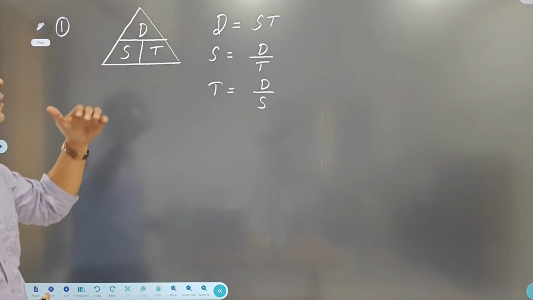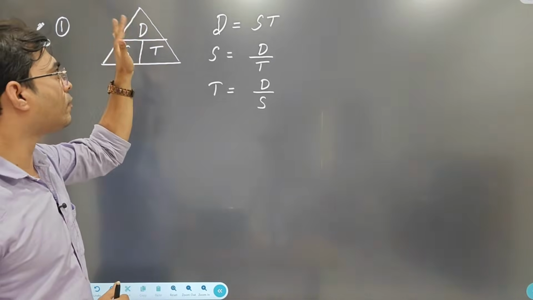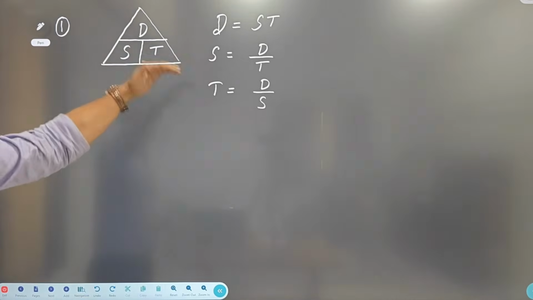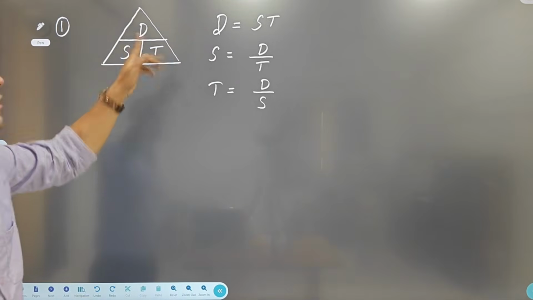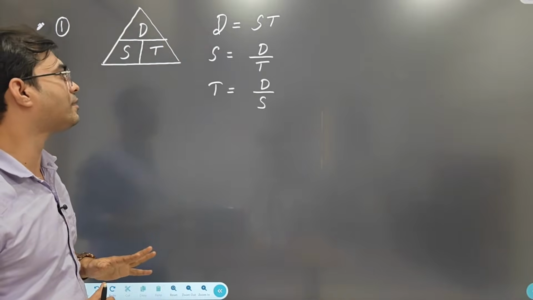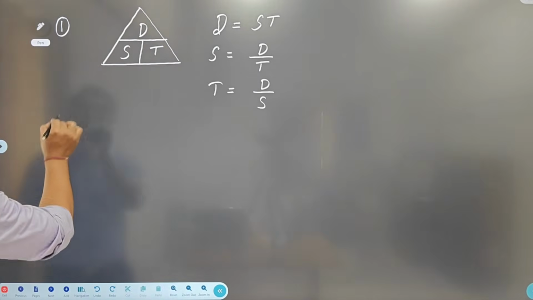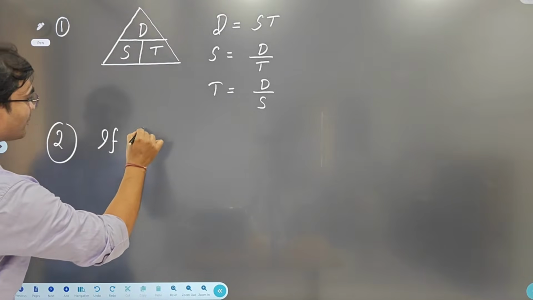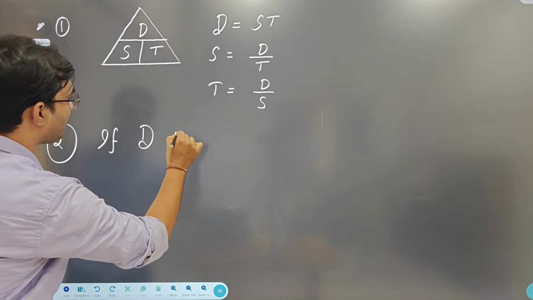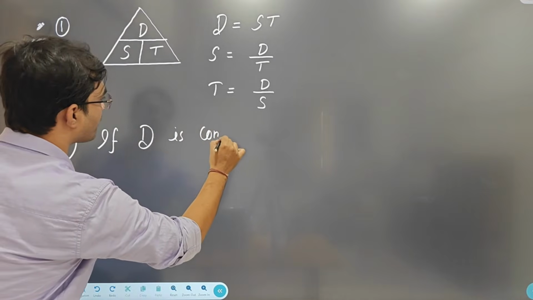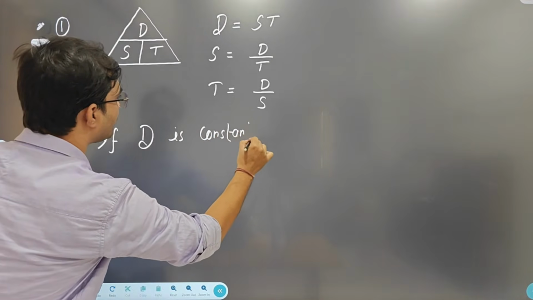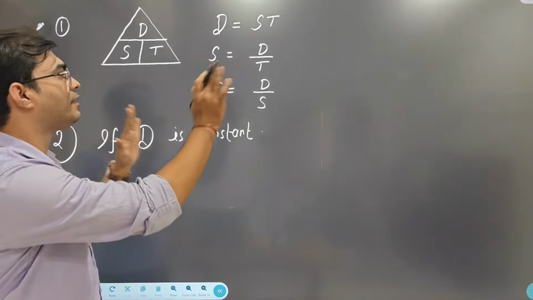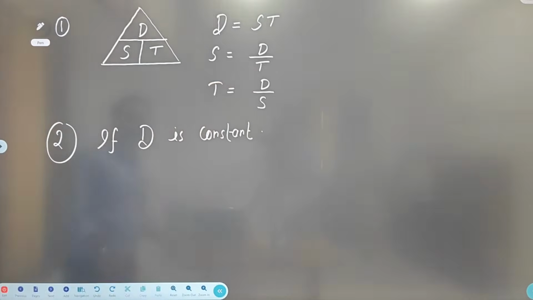So what am I saying? Suppose distance is constant, we'll find out how speed and time are related. Second, when the speed is constant, how distance and time are related. Fine. First thing is, D is constant. What is constant here? Distance is constant. Then let's find how speed and time are related to each other.